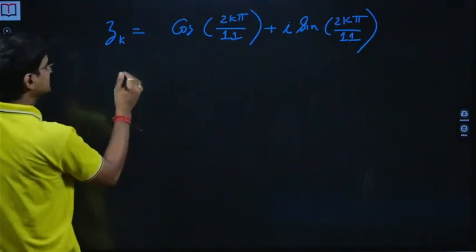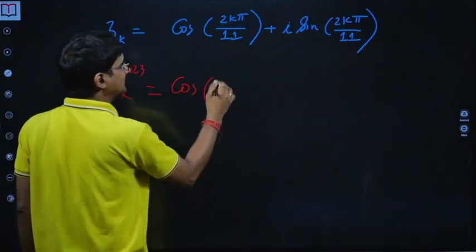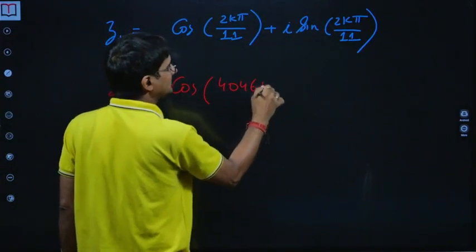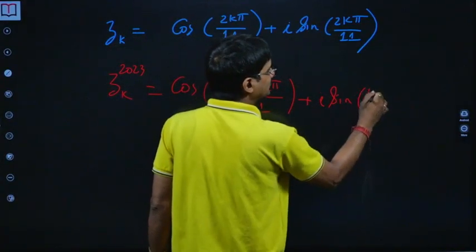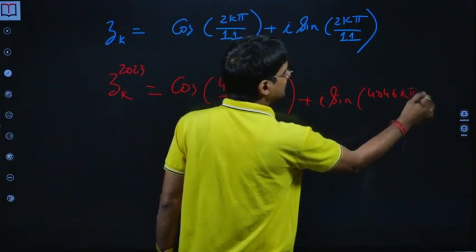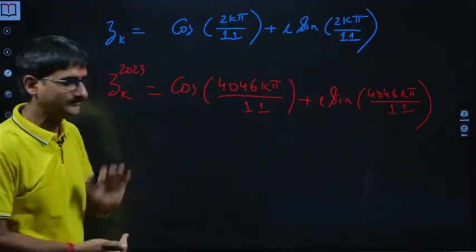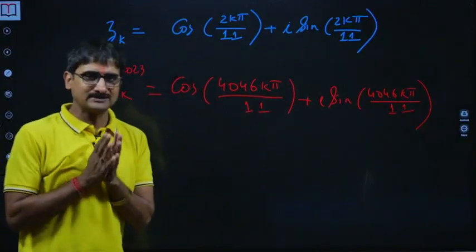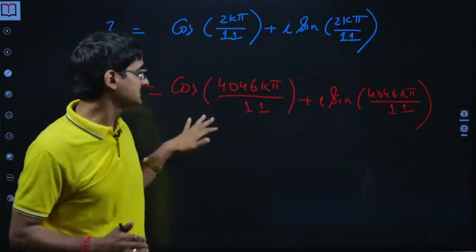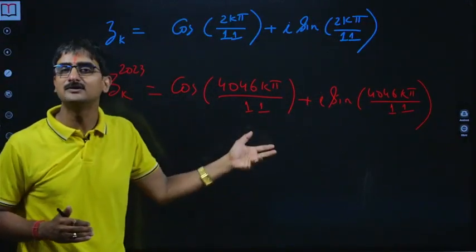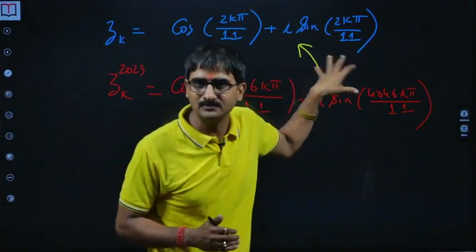Okay, so if I raise this root in general to the power 2023, what do we get? We will get cos 4046 k pi by 11 plus iota sine 4046 k pi by 11. Okay, now what next? See, what I'm trying here, let me tell you all, is: can I rewrite this expression, I mean raising to the power using De Moivre's theorem, so as to get something which is comparable to this form or not?